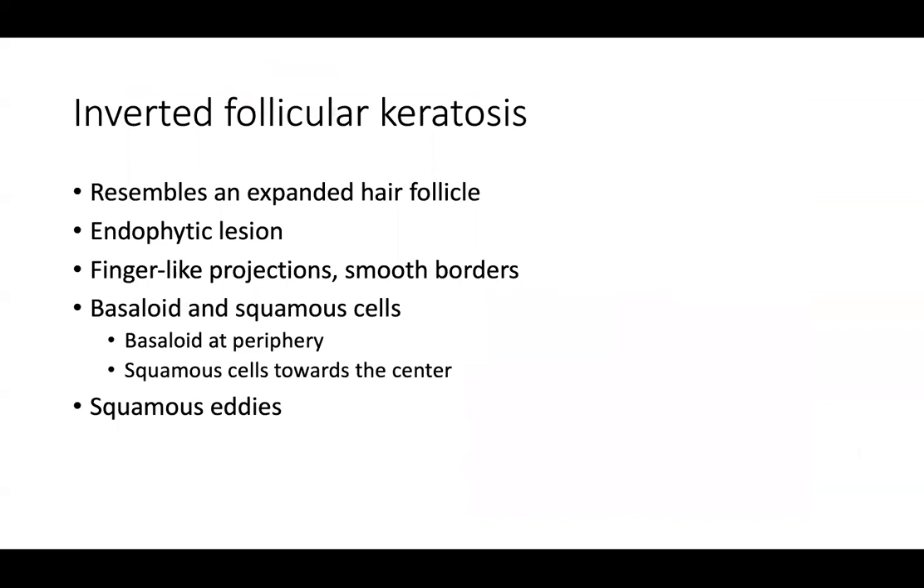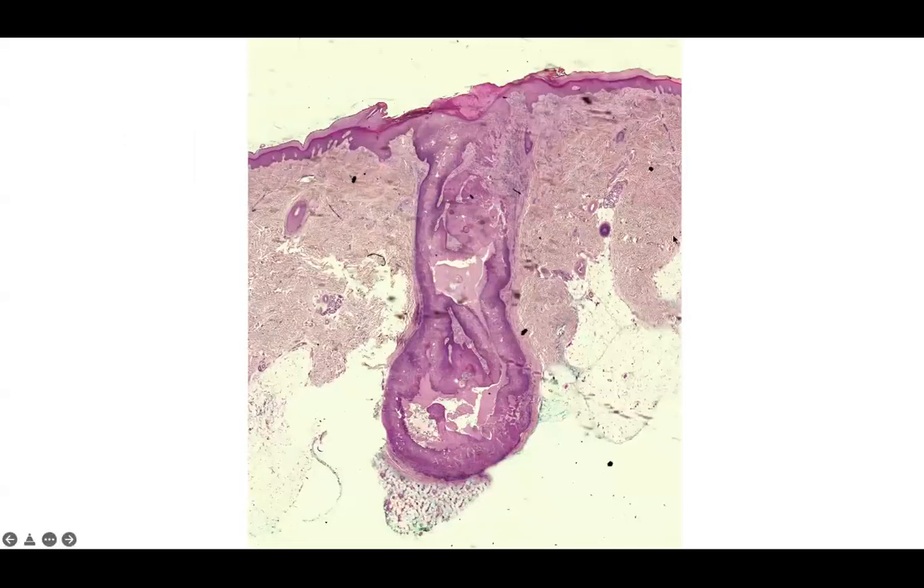Moving on to inverted follicular keratosis. This resembles an expanded hair follicle. It's an endophytic lesion. It's kind of an upside down seborrheic keratosis extending down through the follicle. You will see finger-like projections and smooth borders. Basaloid and squamous cells can be found as well. Usually the basaloid cells are at the periphery and the squamous cells are towards the center of the neoplasm. You can see squamous eddies as well.